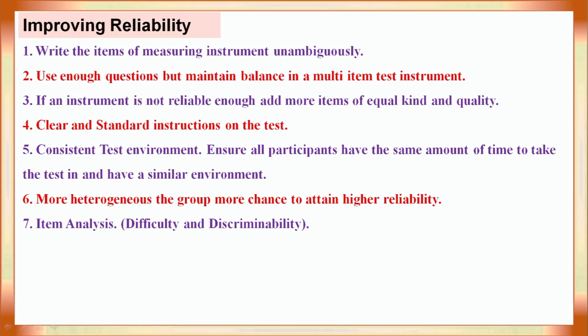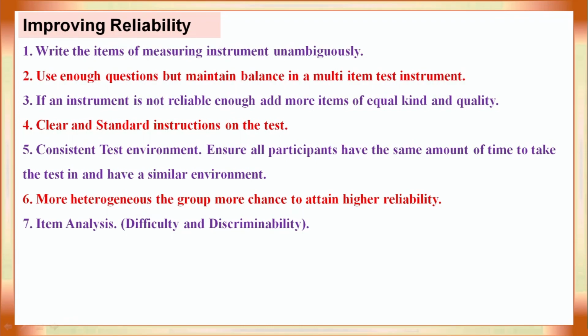Secondly, the number of items in your instrument should be much larger. It is the simple formula of statistics: if you increase the sample size, there will be less chance of error. So, there should be enough items in your measuring instrument. And if, after calculating the reliability, you find that your instrument is not reliable enough, you have to add items of equal kind and quality. Simply, if the number of items increases, the error part will come down.